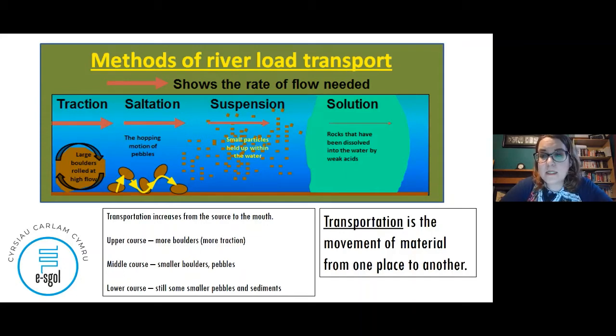Suspension is when our lighter sediment is suspended. If you think of being suspended in the air, you'd be bouncing up and down. Lighter sediment is suspended and is carried within the water, most commonly towards the middle and mouth of the river. And solution is the transport of dissolved chemicals. This varies along the river depending on the presence of the rocks, so it changes depending on what types of rocks are there. The bigger the material, the higher the rate of flow is needed. And transportation increases as we move downstream.